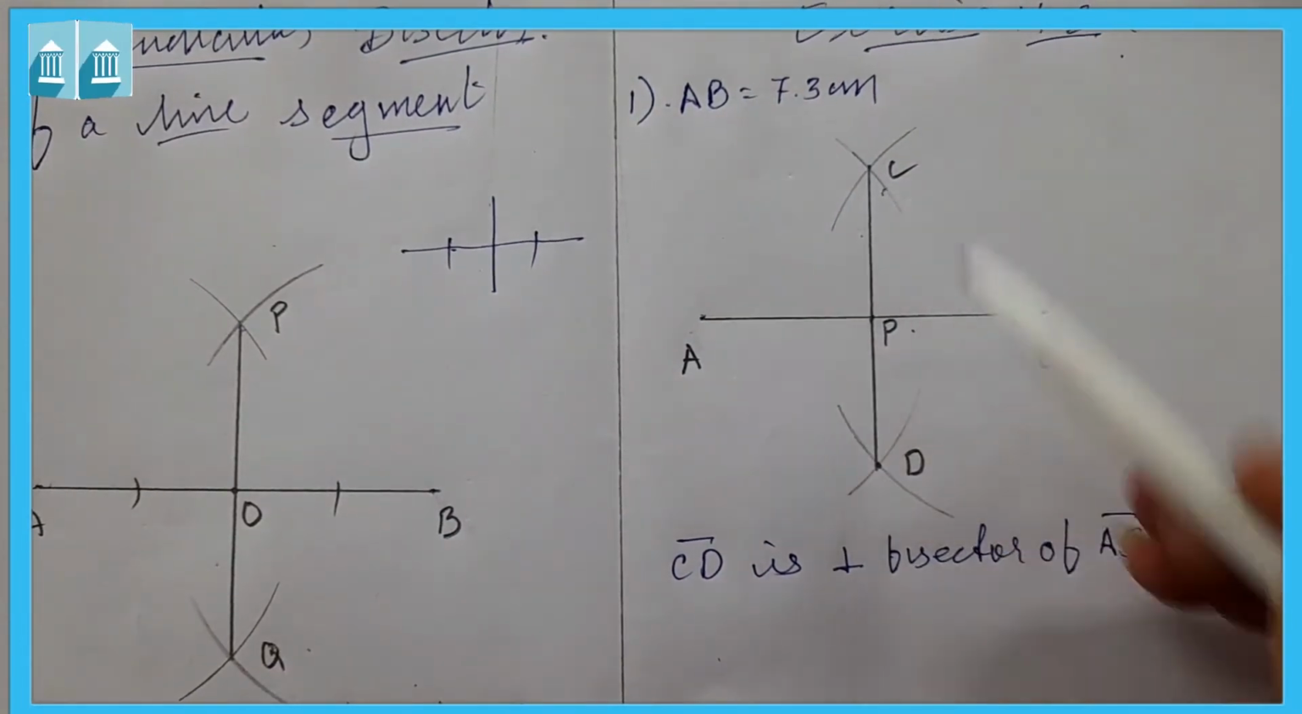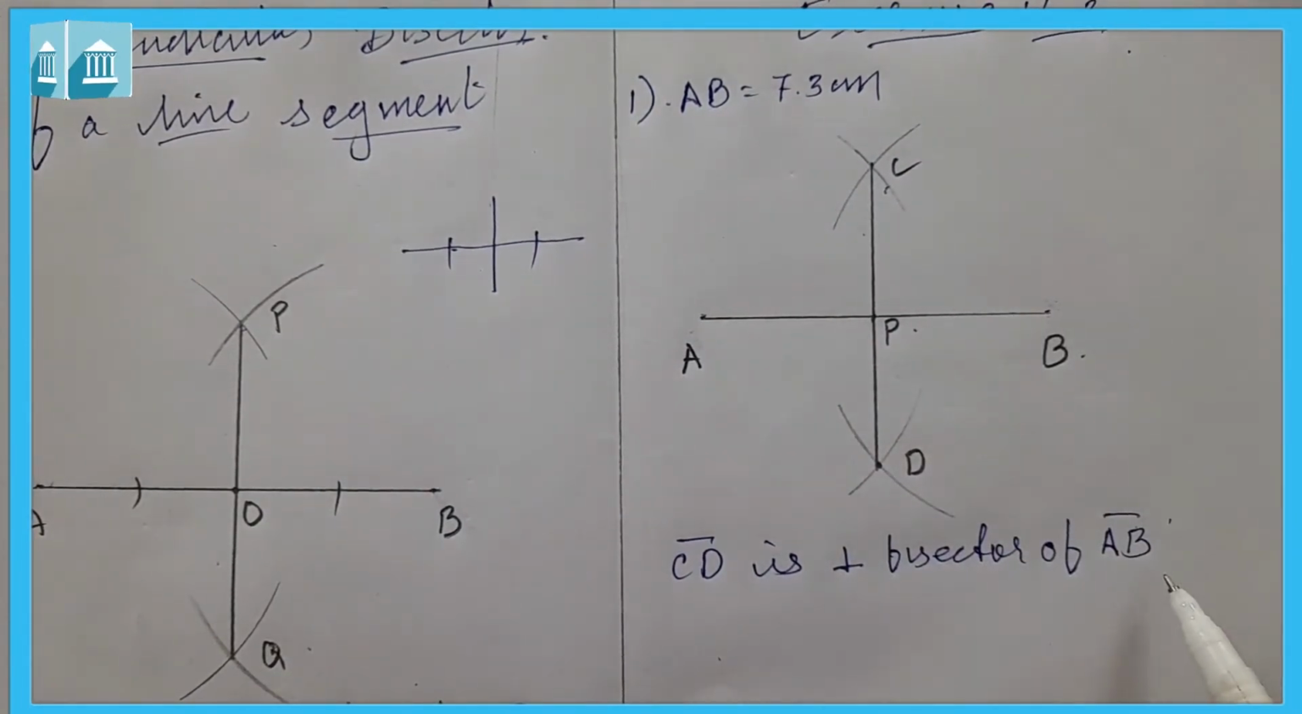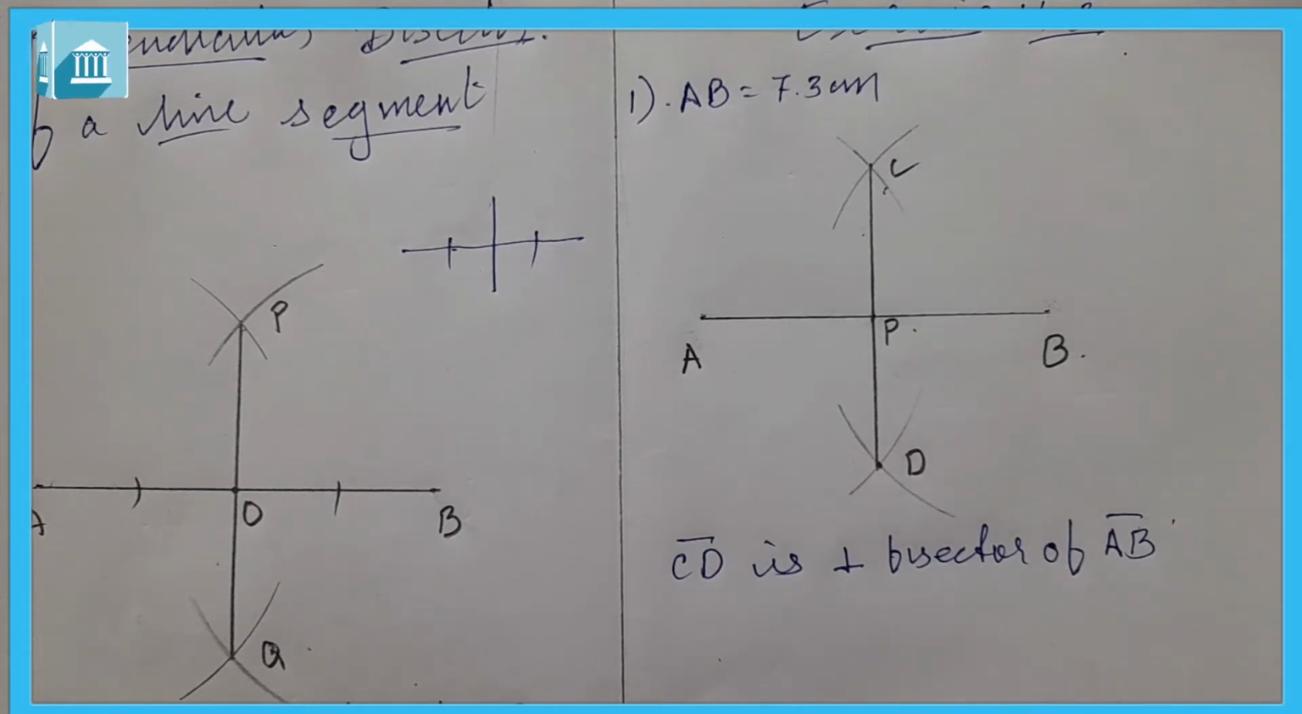So we can say that CD is the perpendicular bisector of AB. Now let us see the next question, that is question number 3. Question number 2, the same way you have to do: just draw a line segment of 9.5 centimeter and then draw the perpendicular bisector. Let us see question number 3.